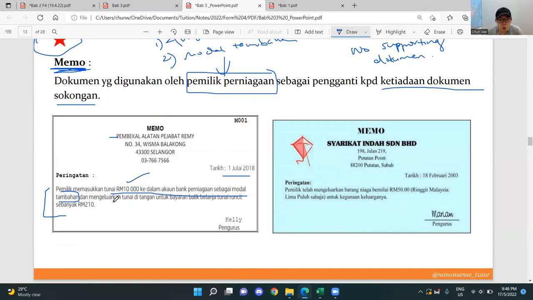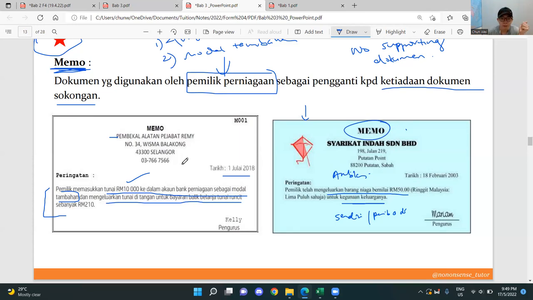Okay, and at the same time, withdraws cash in hand for the repayment of cash expenses of ringgit. Okay, so can you see withdrawing, but this is not important, what is important here is additional capital. Alright, okay, another example. So this is a memo by Syarikat Indah Sendirian Berhad. So what did the owner do? The owner has taken out trade goods worth RM50 for family use. Can you see or not? Whenever you see for own use, personal, family, own family, children, wife, husband, whatever, as long as it is for ourselves, then it is drawings.